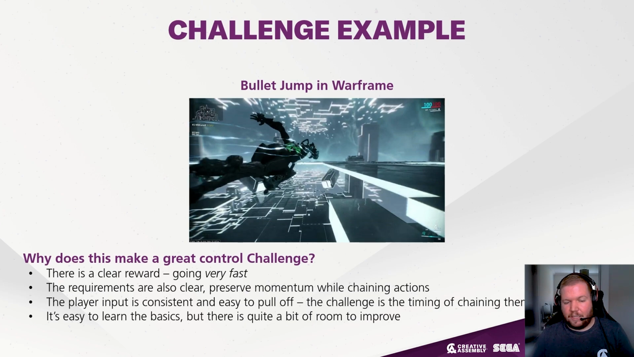It's easy to learn the basics: just crouching and pressing space will put you in a bullet jump. That's pretty easy to learn. But then there's quite a bit of room to improve. You can add additional actions, like a roll at the end of your bullet jump or a flip or whatever. And then with the way you land, you can chain another bullet jump into that, or you aim at the wall. There's a lot more you can use to master over time and grow from the basics.